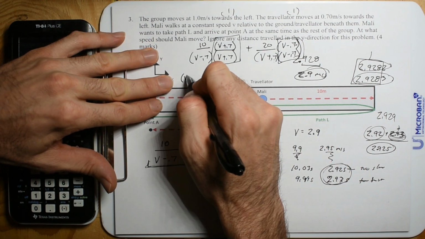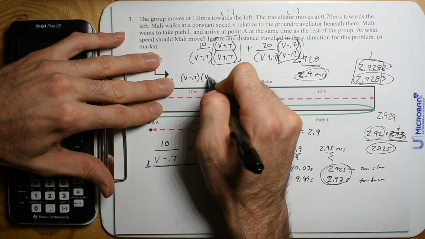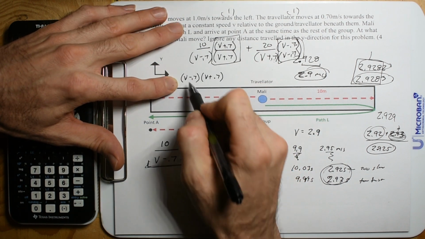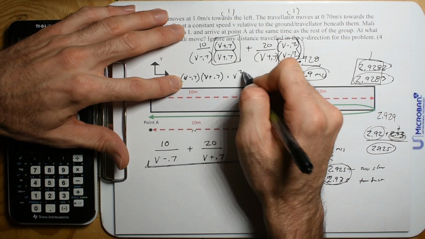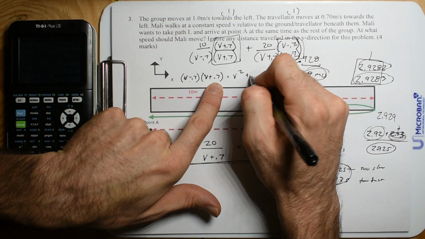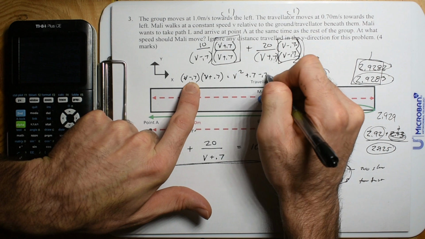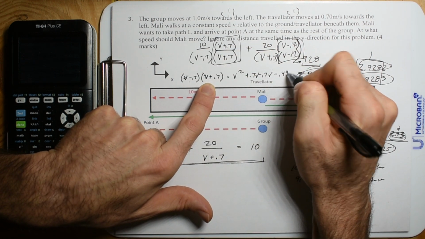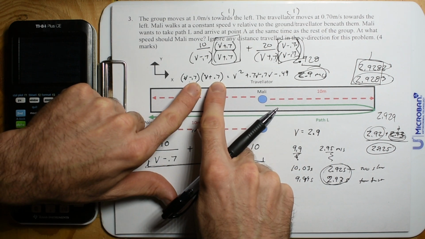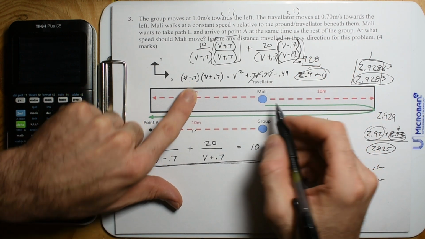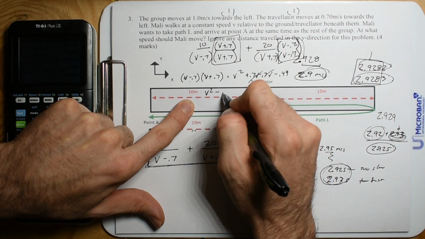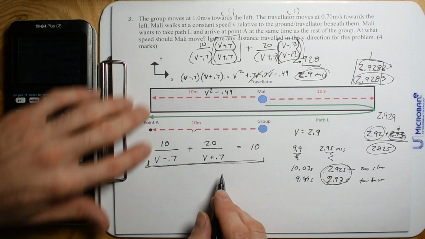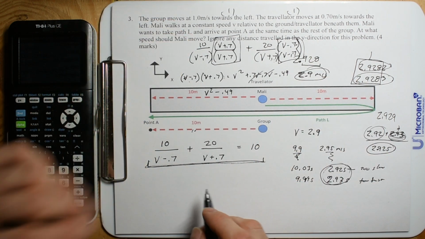The bottom is going to be this v minus 0.7 multiplied by v plus 0.7. We can FOIL this through. It's going to be v squared, plus 0.7v and then minus 0.7v, and then negative 0.49. That's 0.7 times 0.7. These two cancel, and I just get v squared minus 0.49 for this bottom term. Okay, hell yeah.